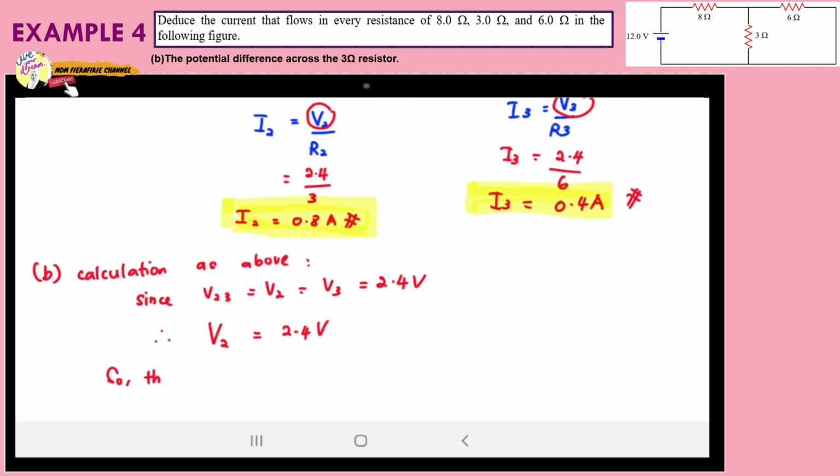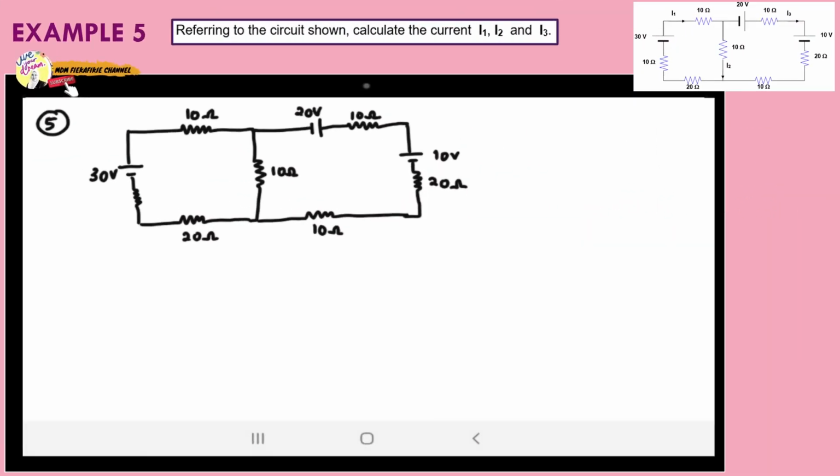So the potential difference across the 3 ohm resistor is equal to 2.4 volt. So kita dah jawab soalan. So finish example number 4. So let's proceed to example number 5. Let's continue example number 5.